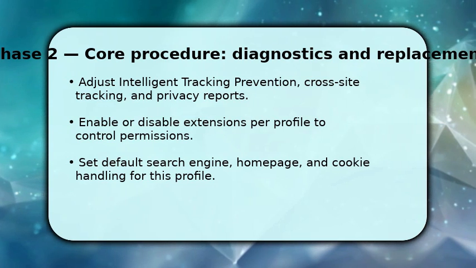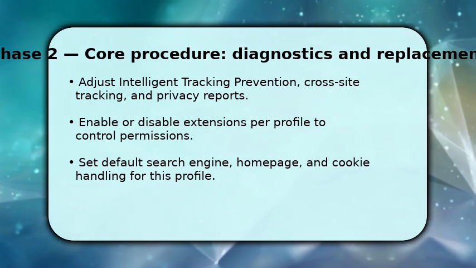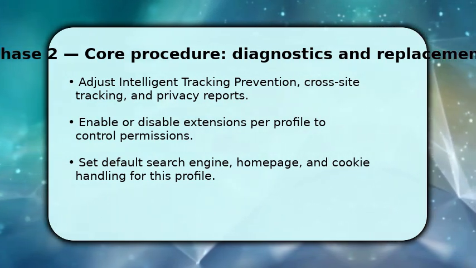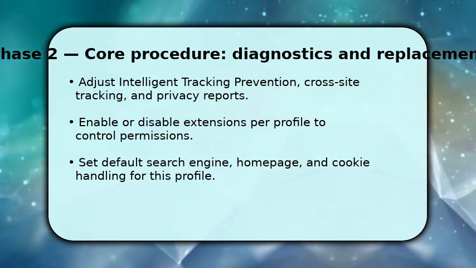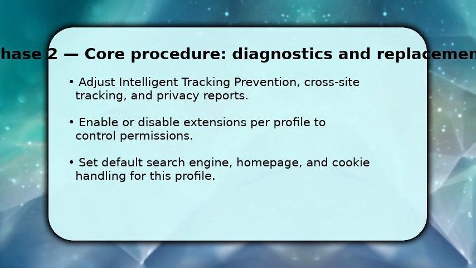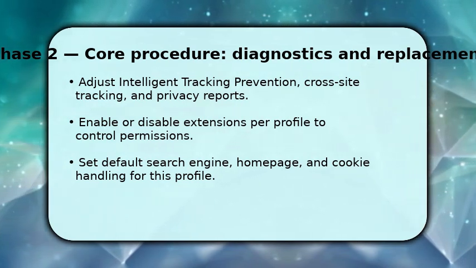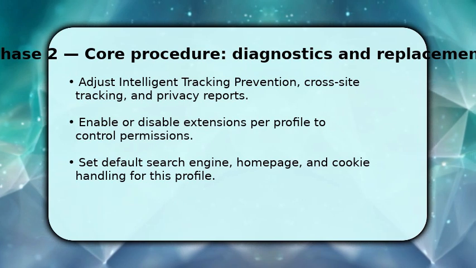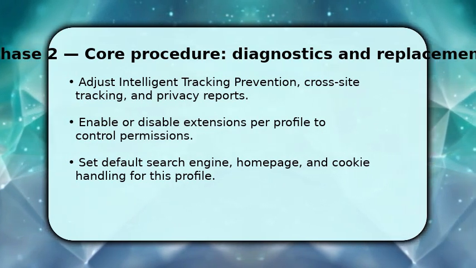Then, manage extensions. Enable only those needed, which reduces background activity and permission scope. Also set the default search engine, homepage, and cookie handling so browsing behavior matches the profile's role. These choices optimize performance and safety for the profile's tasks.